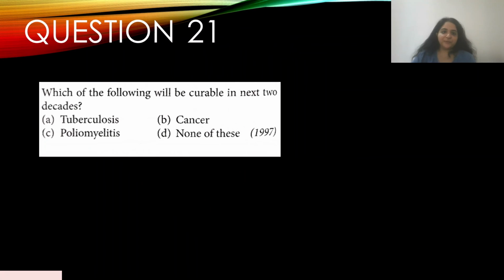Okay, question number 21: Which of the following will be curable in the next 2 decades? This appeared in 1997. A. Tuberculosis, B. Cancer, C. Poliomyelitis, and D. None of these. This is a very general question. But you know that tuberculosis and polio vaccines are available, which can prevent them. Currently, we don't have any vaccine against cancer or any short treatment that will treat cancer completely, because many people die because of cancer.